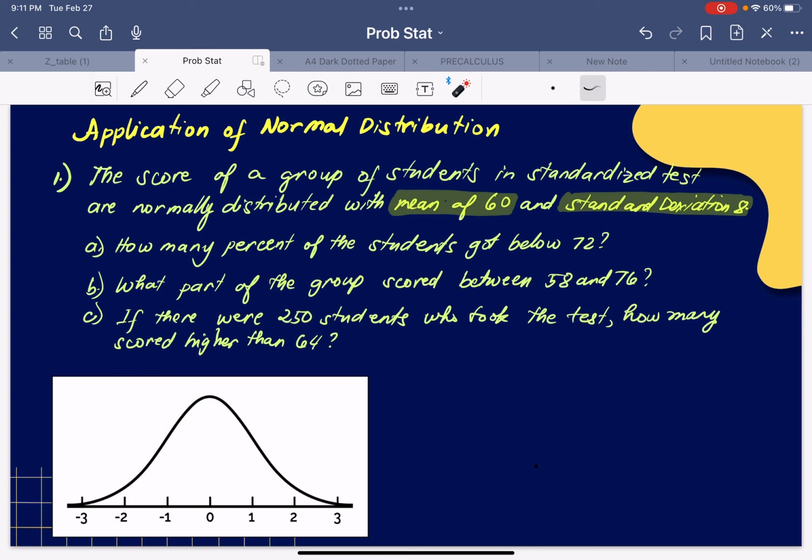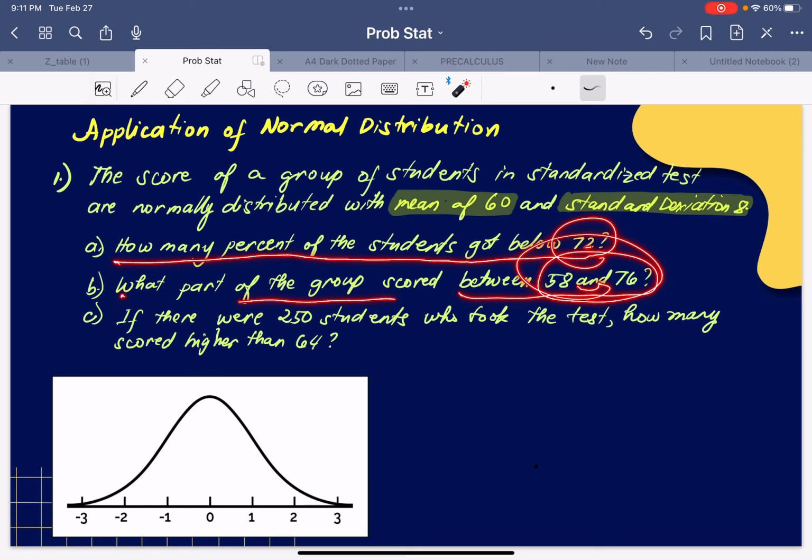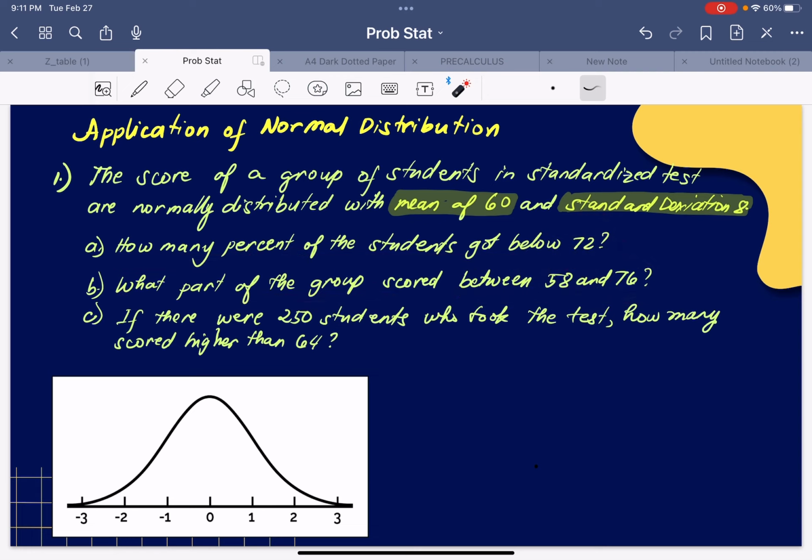Okay? So, example number one, the scores of a group of students in a standardized test are normally distributed with a mean of 60 and standard deviation 8. So, the questions are: A, how many percent of the students got below 72? B, what part of the group scored between 58 and 76? C, if there were 250 students who took the test, how many scored higher than 64? Okay, isa-isahin natin. So, example number one, letter A.